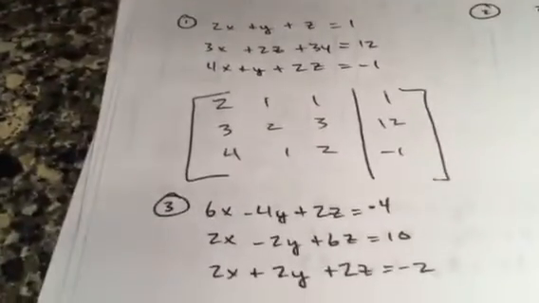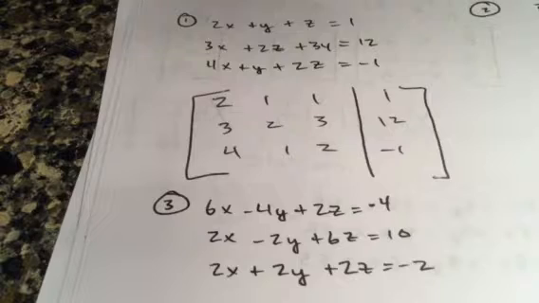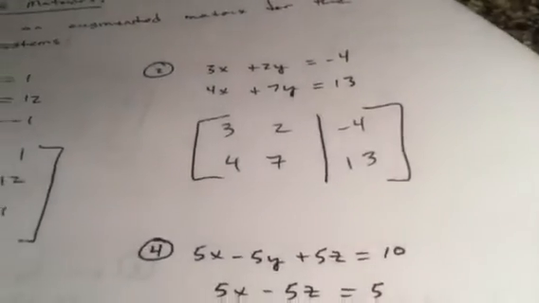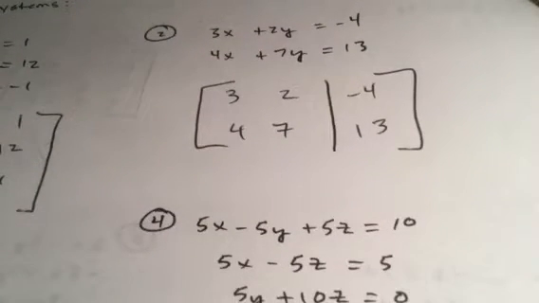Moving on here, number 9, very easy page. You will have these on your test. The augmented matrix, just one matrix: 2x plus 1y plus 1z equals 1, and so forth. So that's how that goes. Here's number 2, that's 3x plus 2y equals -4, 4x plus 7y is 13. That's how you write that.